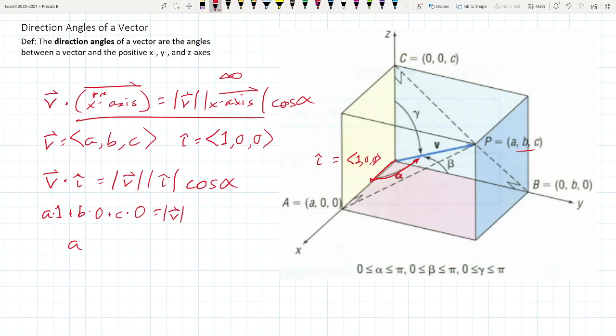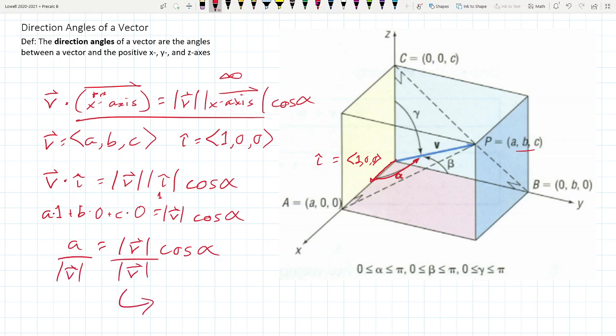No matter what v is, you'd be able to calculate its magnitude, no problem. The magnitude of i, notice, is just 1. It's just a unit vector pointing in the x direction, really. So I could just cross that off. It's just 1 times cosine of alpha. So if I clean this up, I really get a equals the magnitude of v times cosine of alpha. Do some rearranging here. We'll divide both sides by the magnitude of v.